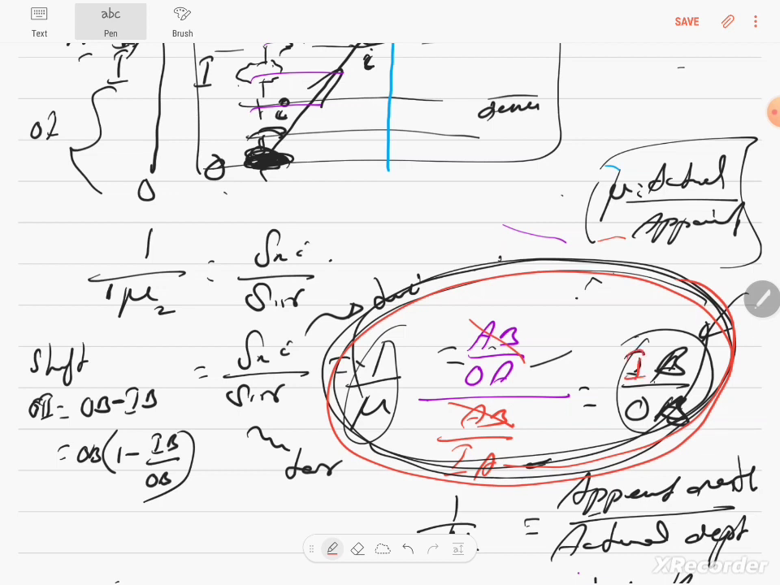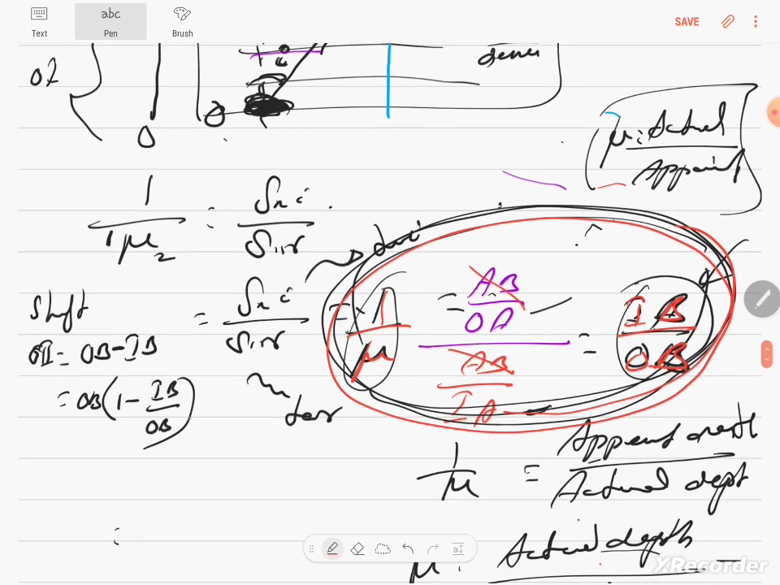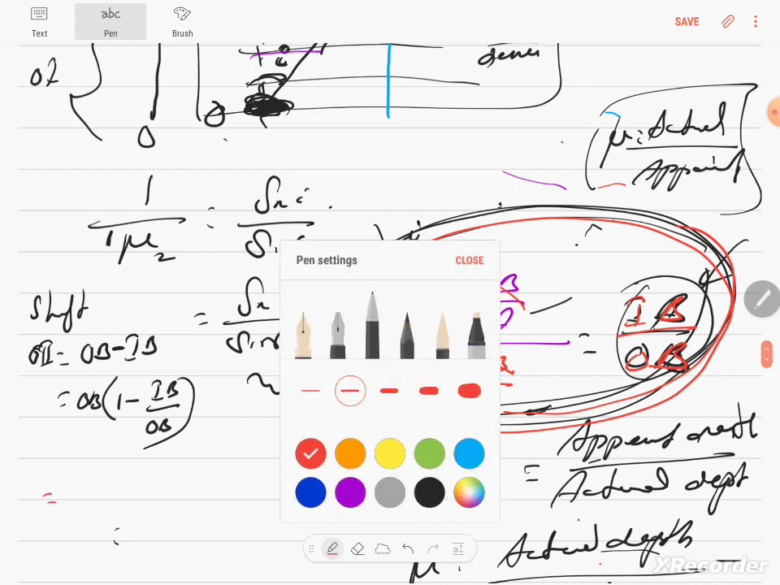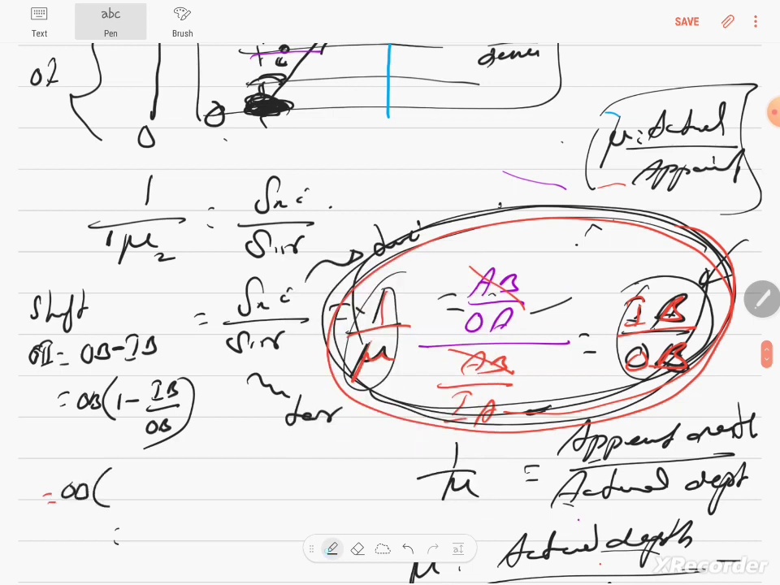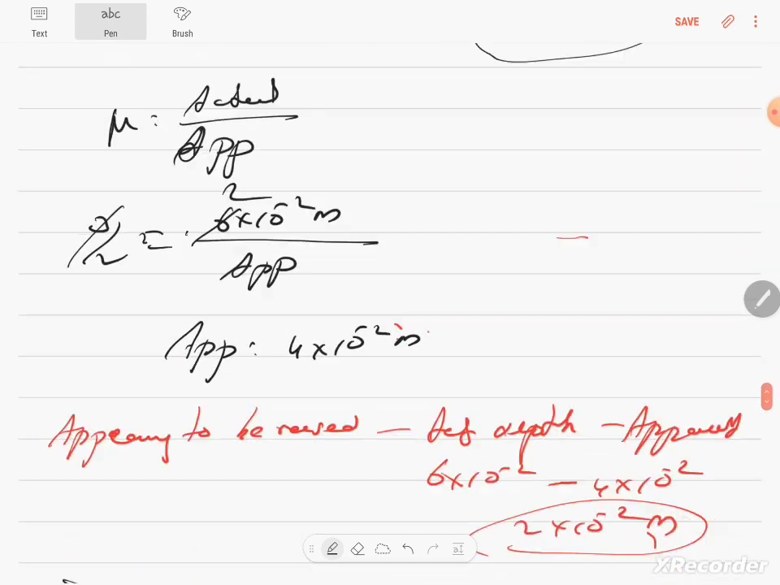That IB by OB is 1 by mu. So OB is nothing but the depth of the water. I can write it as D or T. For now I'm writing it as T, times 1 minus 1 by mu. And this is the formula for shift. Are you clear? So once you're done with this, then let's do some numericals.